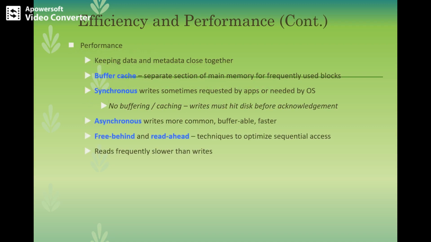Now to discuss more about performance, we can still improve the performance of file system algorithms in many ways. That is by keeping the data and metadata close to each other and having a buffer cache. Most Unix systems have what is called a unified buffer cache, which sets aside a section of main memory for frequently used blocks. One approach is to use memory mapping, and the second is to use the standard system calls read and write.